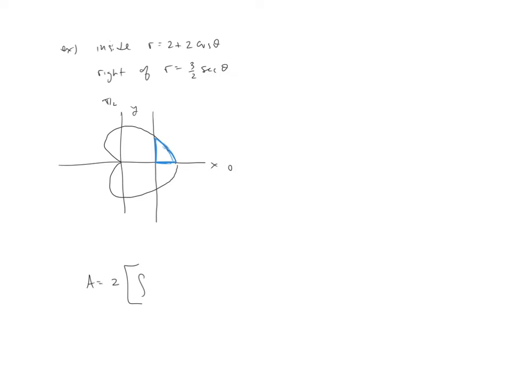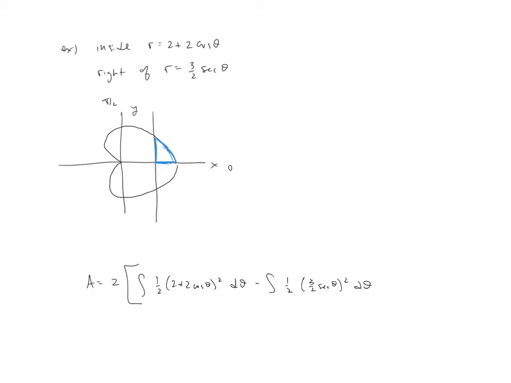So the cardioid itself, we're going to have 1/2 the cardioid, 2 plus 2 cosine theta squared d theta, minus the little, which would be the line itself. So 3/2 secant theta squared d theta. Okay, so far just the big minus the little.